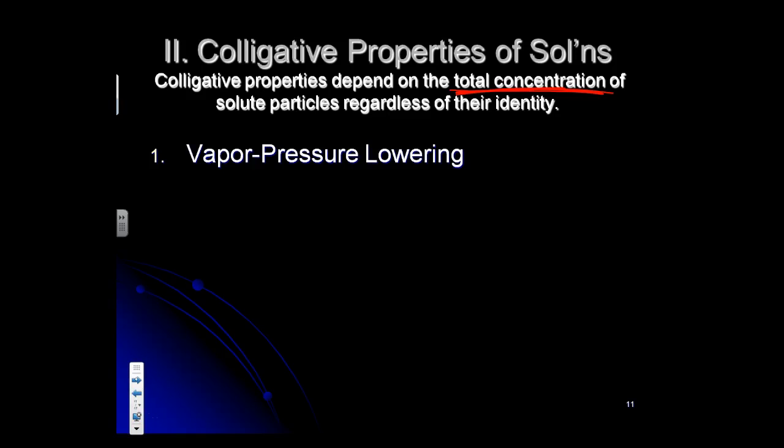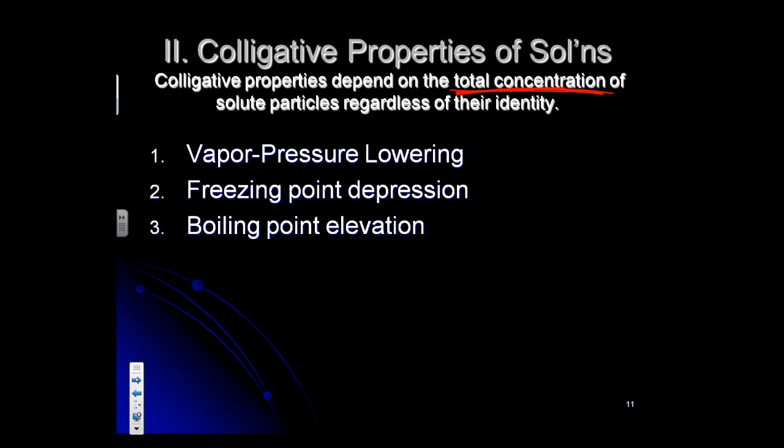There are 4 things that exhibit colligative properties. Vapor pressure is going to be lowered. The freezing point is going to be lowered as well. We call it freezing point depression. And our boiling point is going to be elevated, or it will increase. All of that happens anytime you put a solute in a solvent. For simplicity's sake, we're going to be talking about water as our solvent, so this chapter is all about aqueous solutions. So anytime you put something in water, it's going to have a lower vapor pressure, a lower freezing point and a higher boiling point.